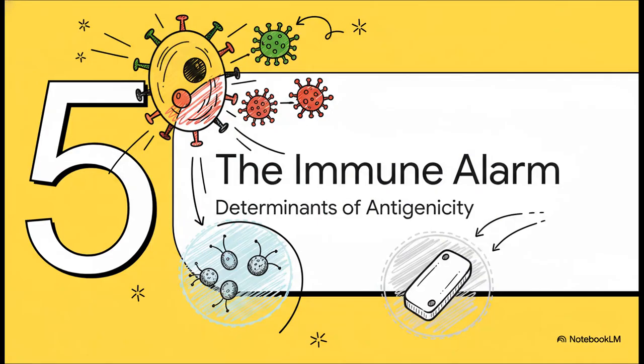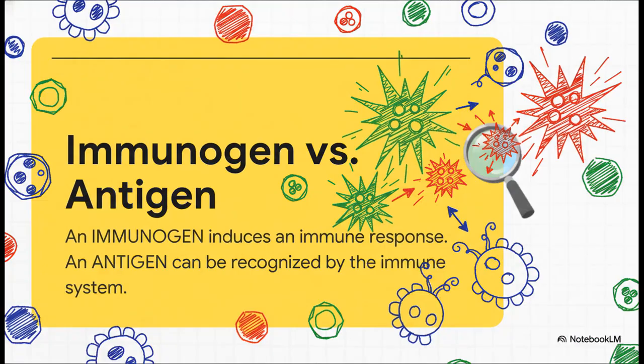All right, so we've got the process down. But what makes something foreign enough to even trigger this whole complicated cascade? Why does your immune system freak out about pollen but doesn't care about a plastic implant? First, we've got to clear up a little bit of terminology that's super important. An antigen is anything your immune system can recognize, but an immunogen is something that actually provokes a full-blown response.